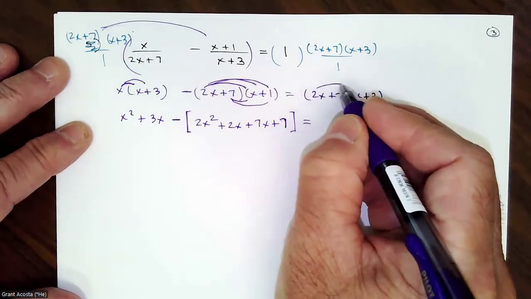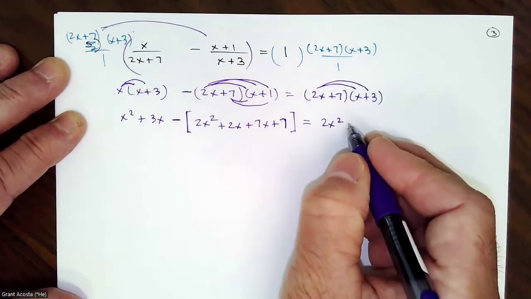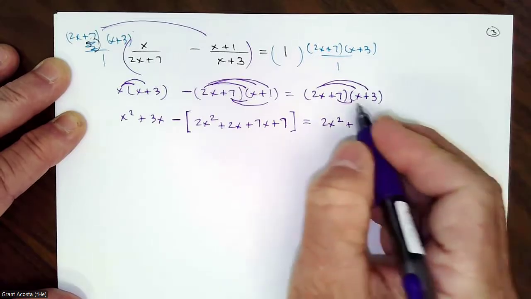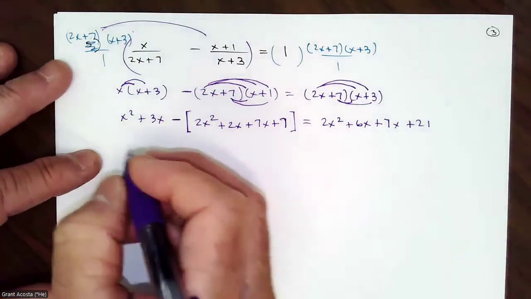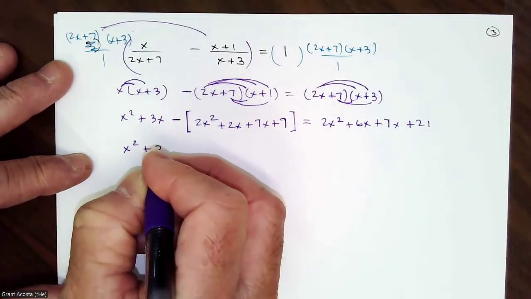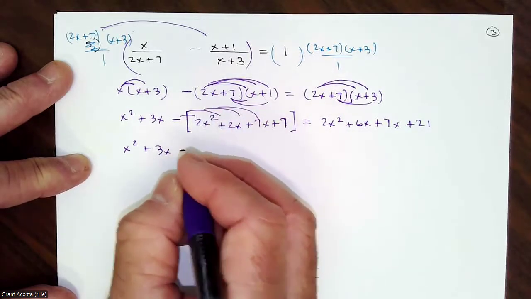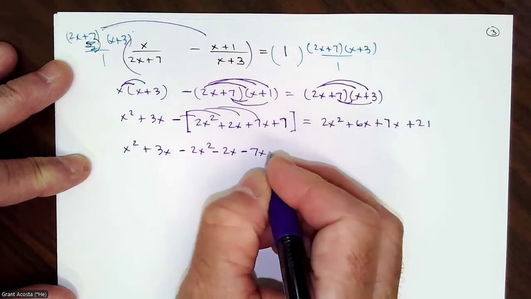And here I've got to FOIL this out. 2x squared plus 6x plus 7x. 7 times 3 is 21. This is x squared plus 3x. Now I'll distribute the negative to everybody. Minus 2x squared minus 2x minus 7x minus 7.